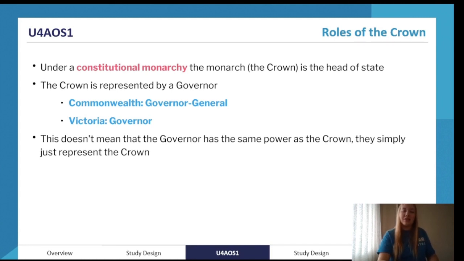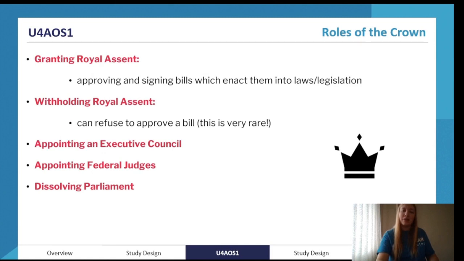And the crown is the head of state, and it has its representative at state levels and Commonwealth levels. So the governor doesn't have this excess of power. They have certain roles that they fulfill solely just as part of representing the crown. So that's a common misconception that some students have, that the governor general has this like infinite power. So what does the governor general actually do representing the crown?